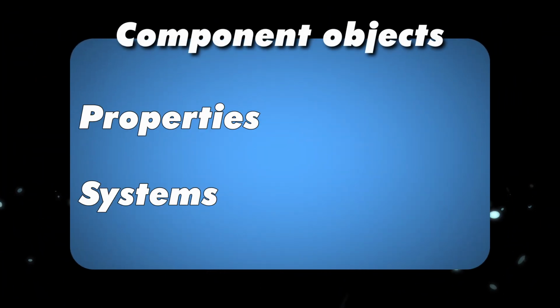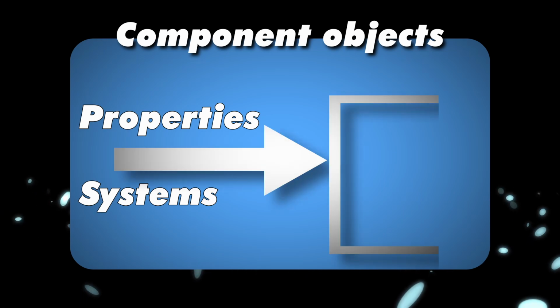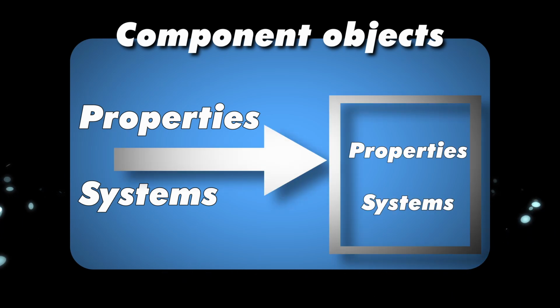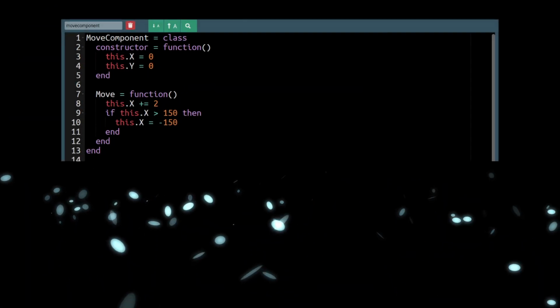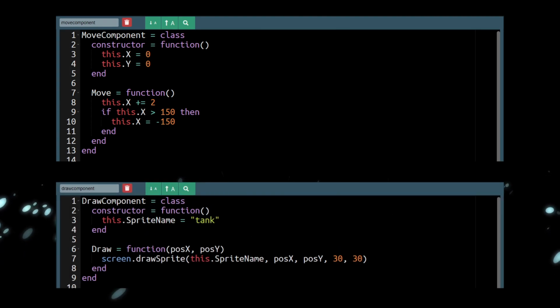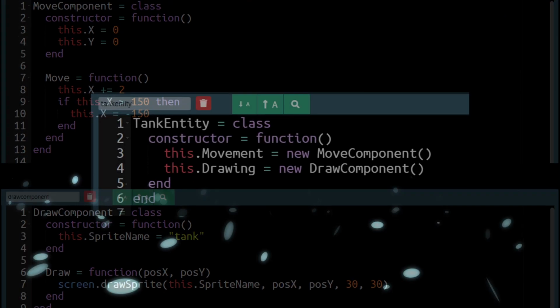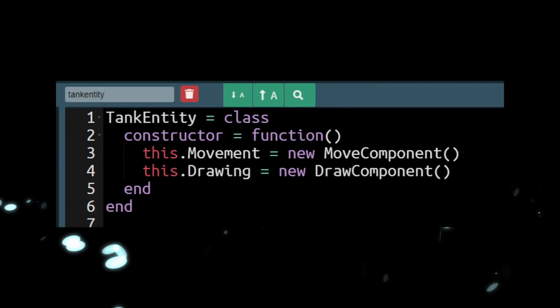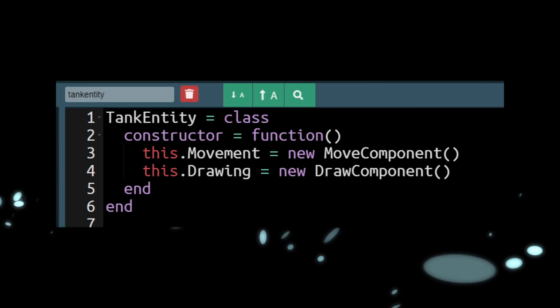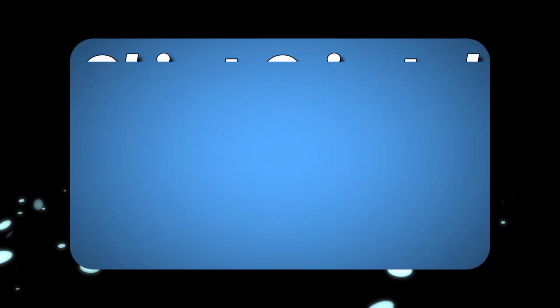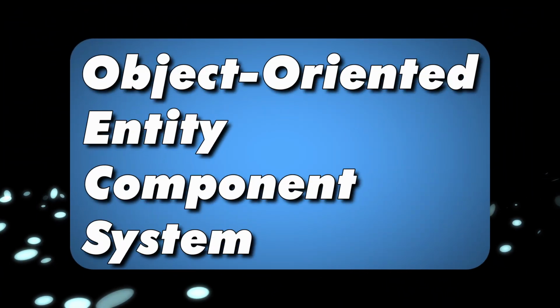The idea is to enclose properties and systems that operate on those properties into a single object and reuse those as components. For the moving tank, there would be a move component and a draw component, and both would come bundled with all data and functions needed to perform their respective purpose. Tank entity can be turned into an object too, which gives easy access to all included components. Object-oriented entity component system is a staple of game development today.